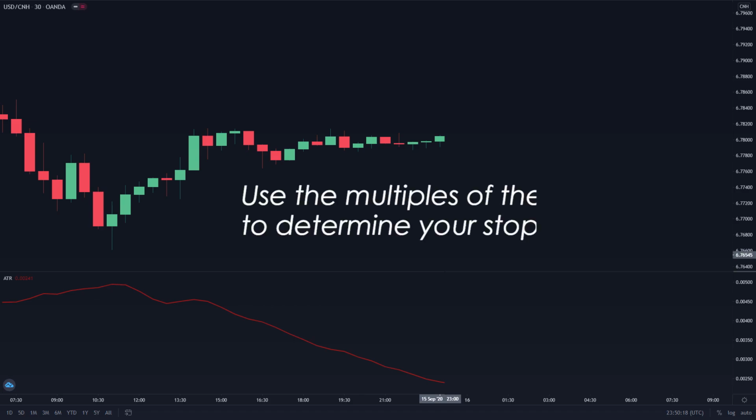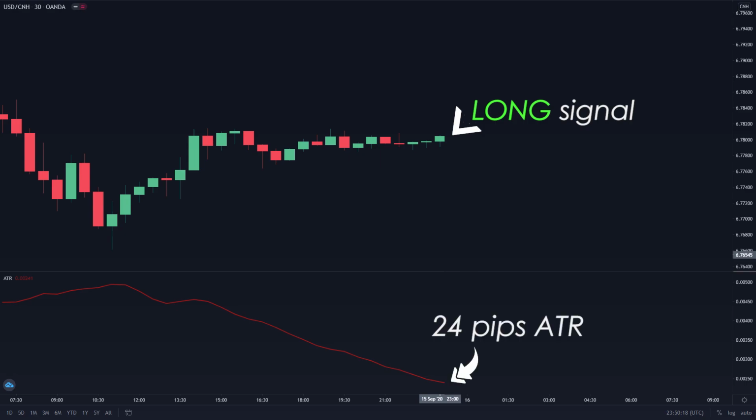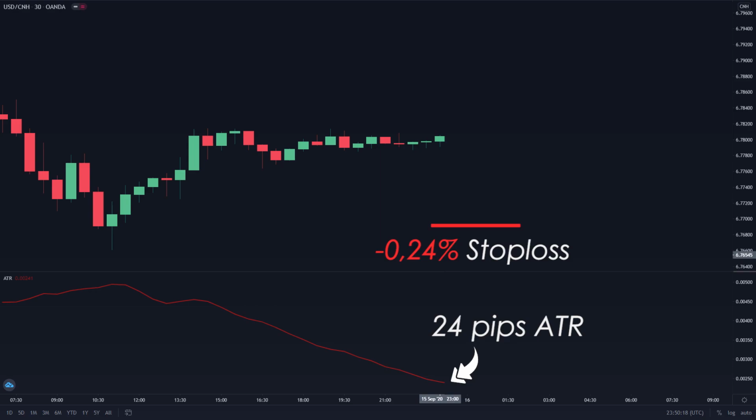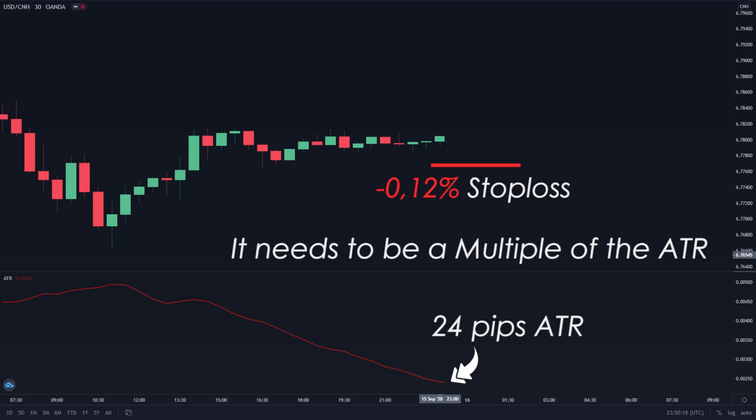So what you need to do is use the multiples of the ATR to determine your stop loss depending on your risk tolerance. For example, let's say your entry indicator displays a long signal here, and at this specific point, the average pips of the last 14 candles is 24. So you can actually put your stop loss based on that number. In this case, 24 pips. But if you have a lower risk tolerance and think that 24 pips is too much and you want a tighter stop loss, you can divide that value by 2. So you can also put your stop loss at 12 pips. So it all depends on your risk tolerance, but it needs to always be a multiple of the ATR.